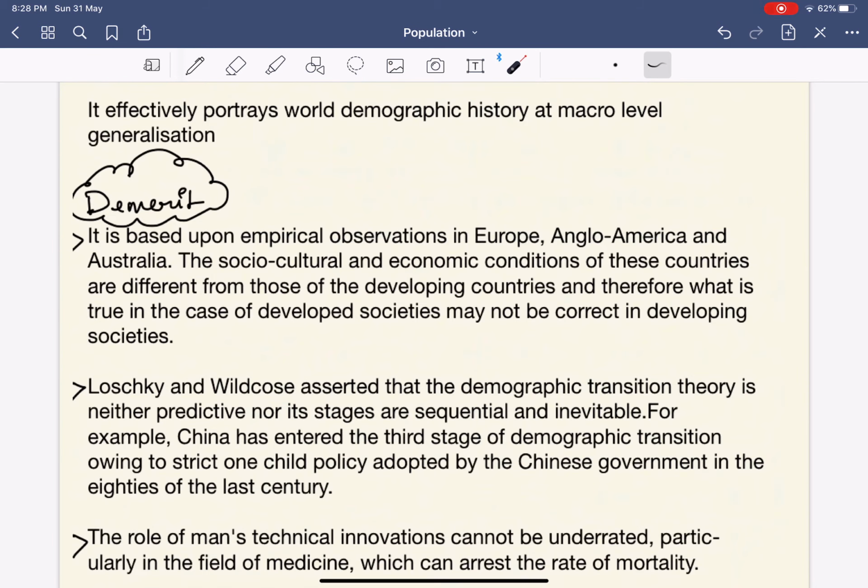Now, what are the demerits? The first demerit is that this empirical observation is based upon Europe, Anglo-America and Australia. The socio-cultural and economic conditions of these countries are different from those of developing countries like India and China, and therefore what is true in the case of developed countries may not be true in developing countries. It's very simple and self-explanatory.